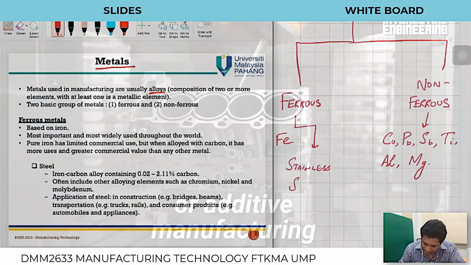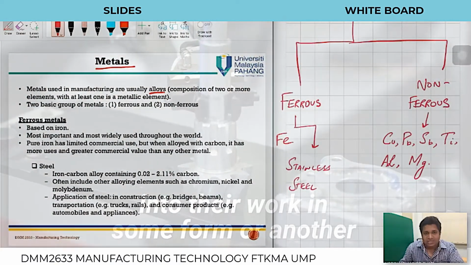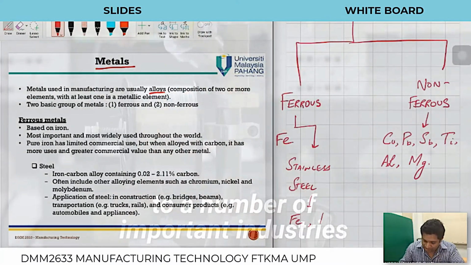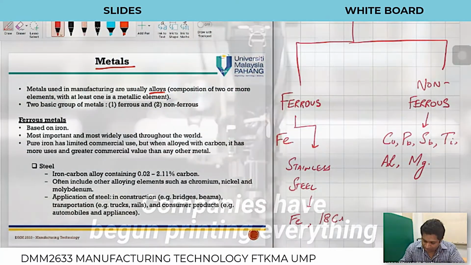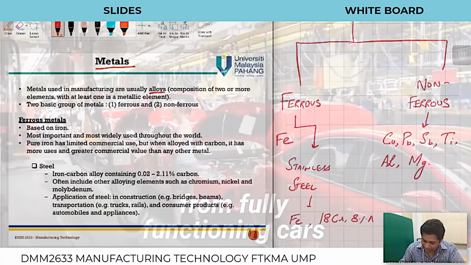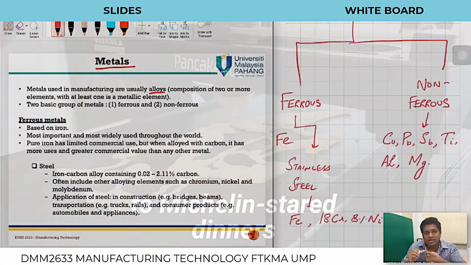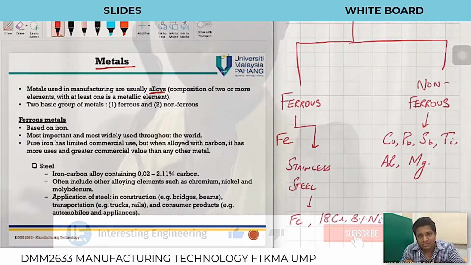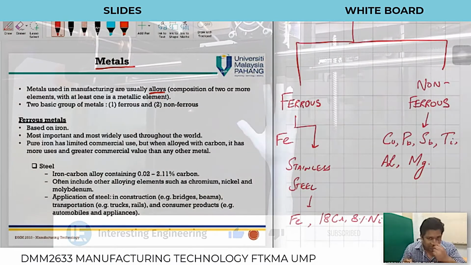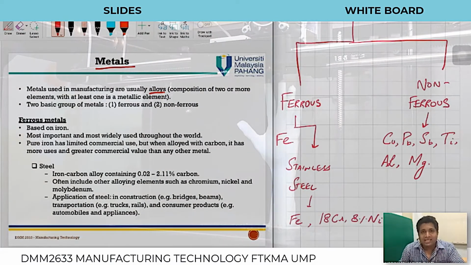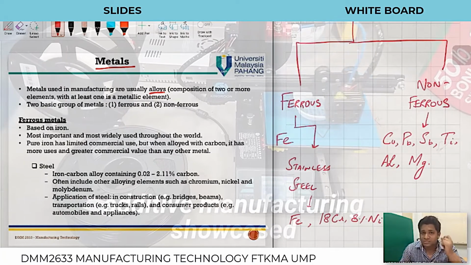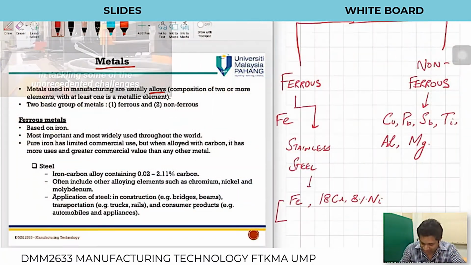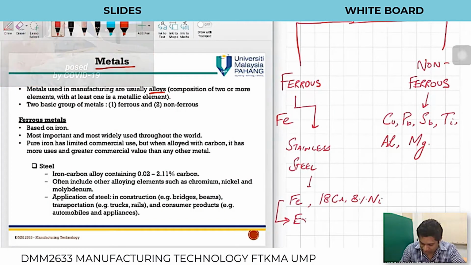So we have got stainless steel. Stainless steel is iron, 18% chromium, and 8% nickel. When I add 18% chromium and 8% nickel in my iron, then it becomes stainless steel. And stainless steel has excellent corrosion resistance. It cannot corrode very easily. So the property which I get is excellent corrosion resistance.